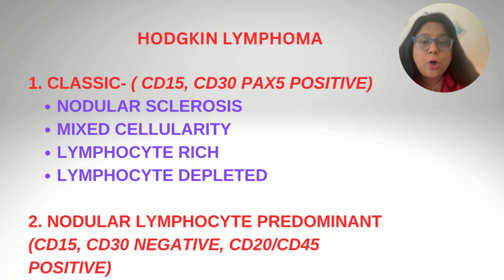Now, as I told you, Hodgkin lymphomas are of two types: classic and nodular lymphocyte predominant or non classic types. Now, there is immunophenotyping which helps in differentiating both of these. The classic type is positive for CD15 and CD30, and nodular lymphocyte predominant type is negative for CD15 and CD30, but positive for CD20 and CD45. The classic type has four variants: nodular sclerosis, mixed cellularity, lymphocyte rich, and lymphocyte depleted. The non classic type is just one variant, nodular lymphocyte predominant.